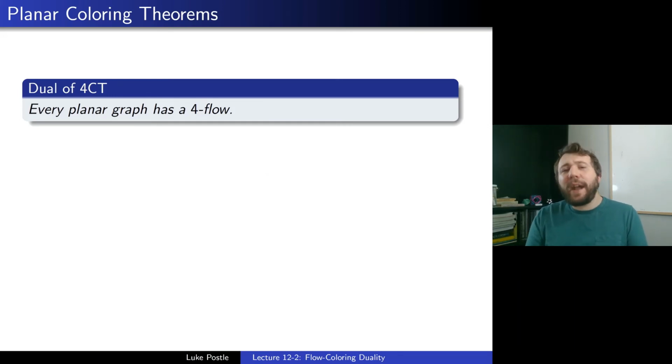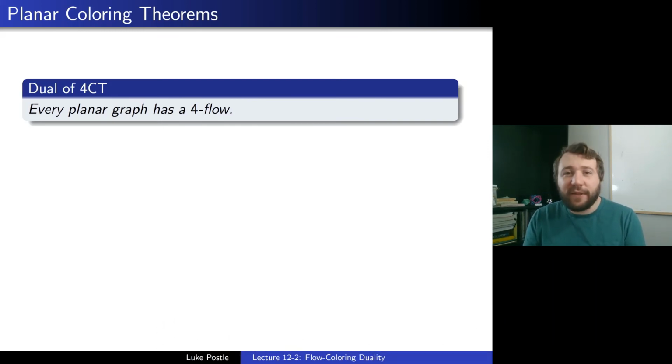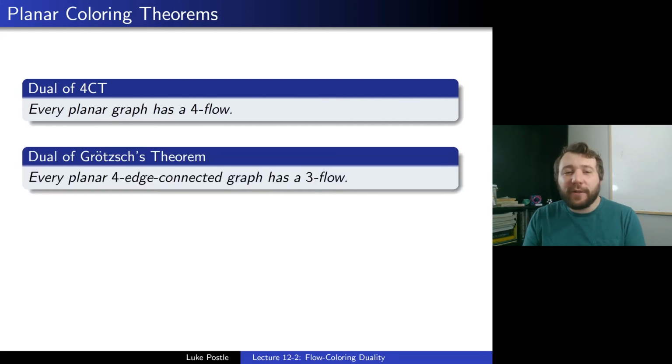Now I wanted to get back to a little wrap-up of what this means for general graphs. Well, I should remind you about coloring theorems for planar graphs. So the 4-color theorem says every loopless planar graph has a 4-coloring. That means that every planar graph has a 4-flow. And that should, of course, say bridgeless there, as opposed to loopless. So sorry about that typo. So that's the dual of the 4-color theorem.